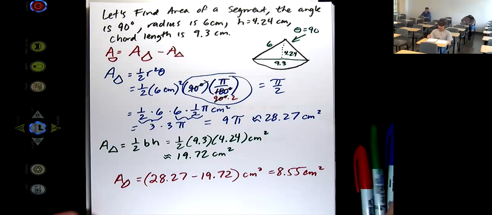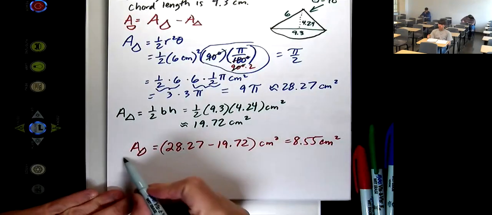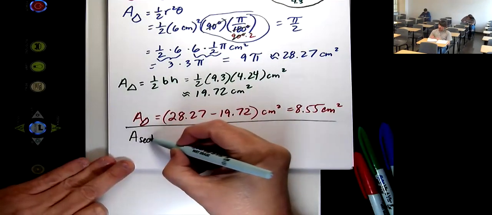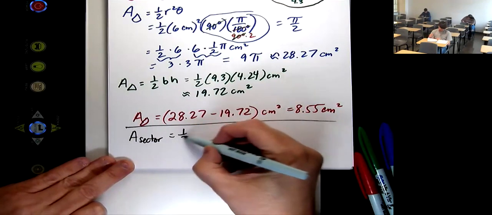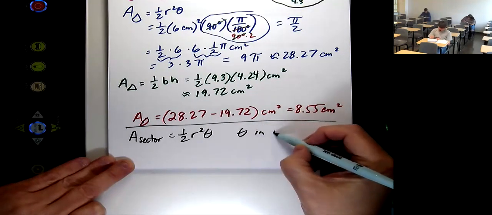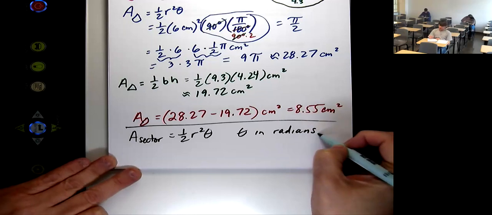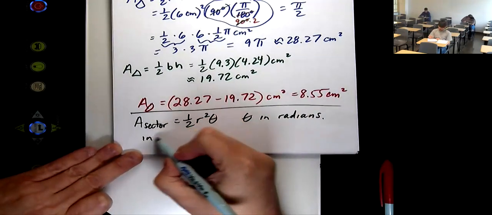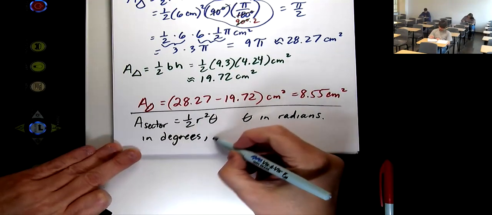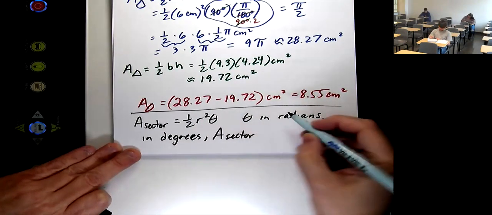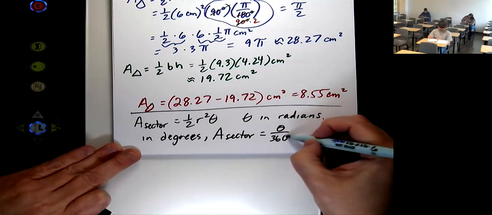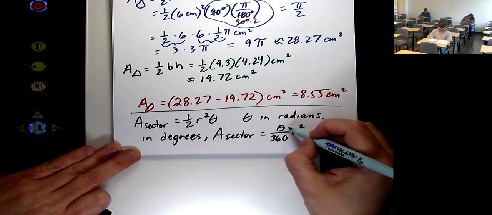One last thing before we finish this up. We were saying the area of a sector is 1/2 r squared theta, where theta is in radians. In degrees, the area of a sector equals theta over 360 times r squared pi.